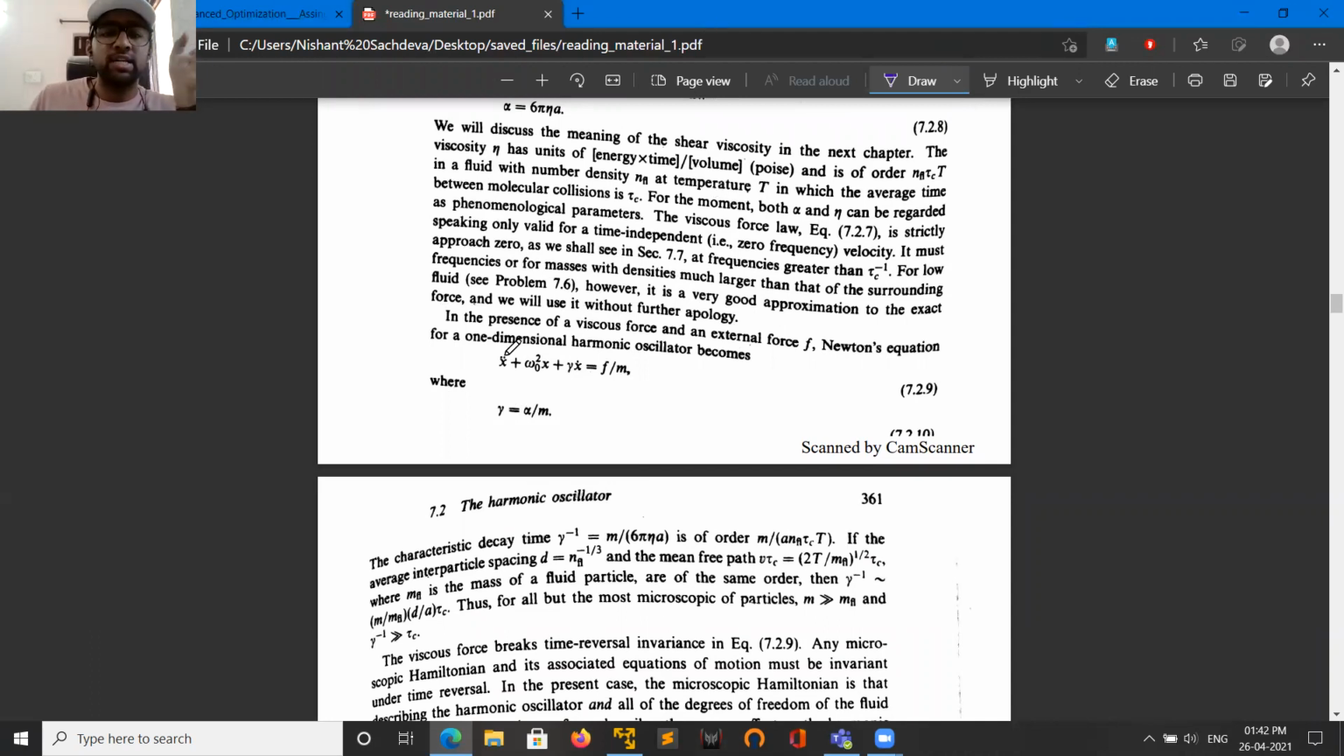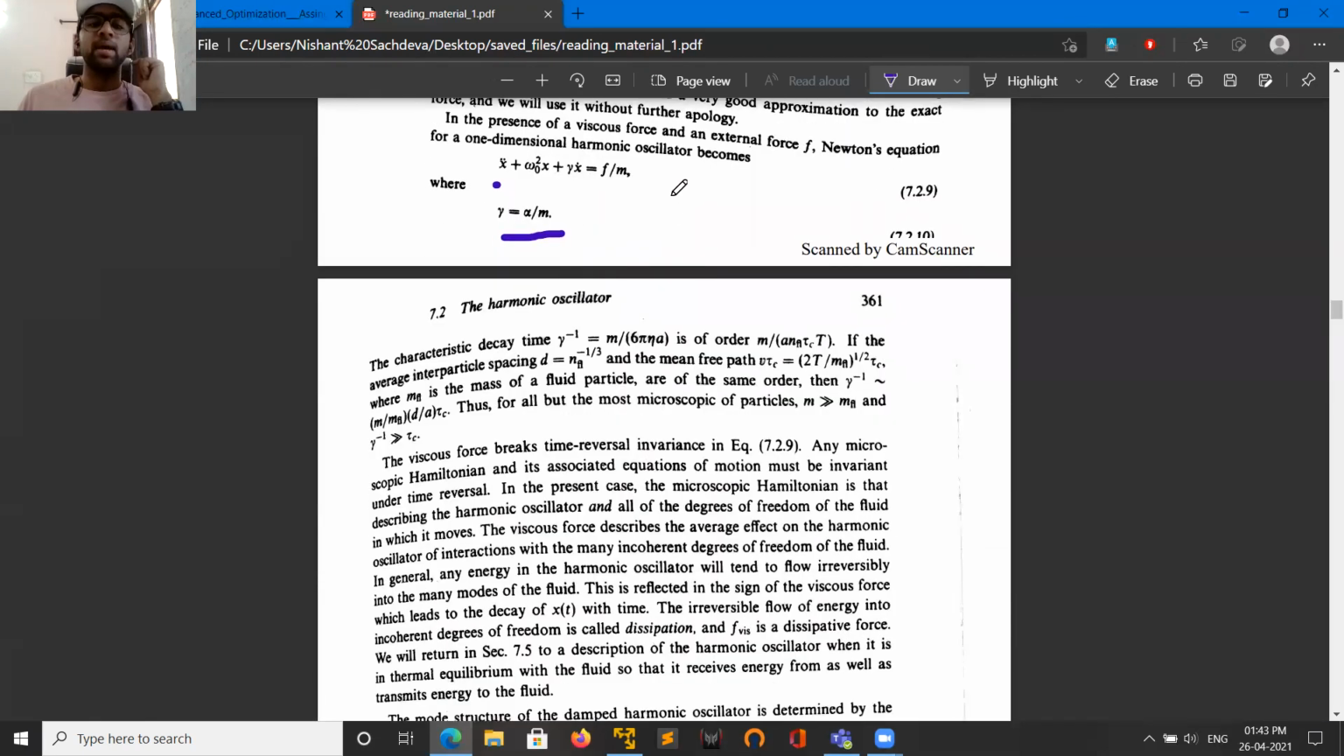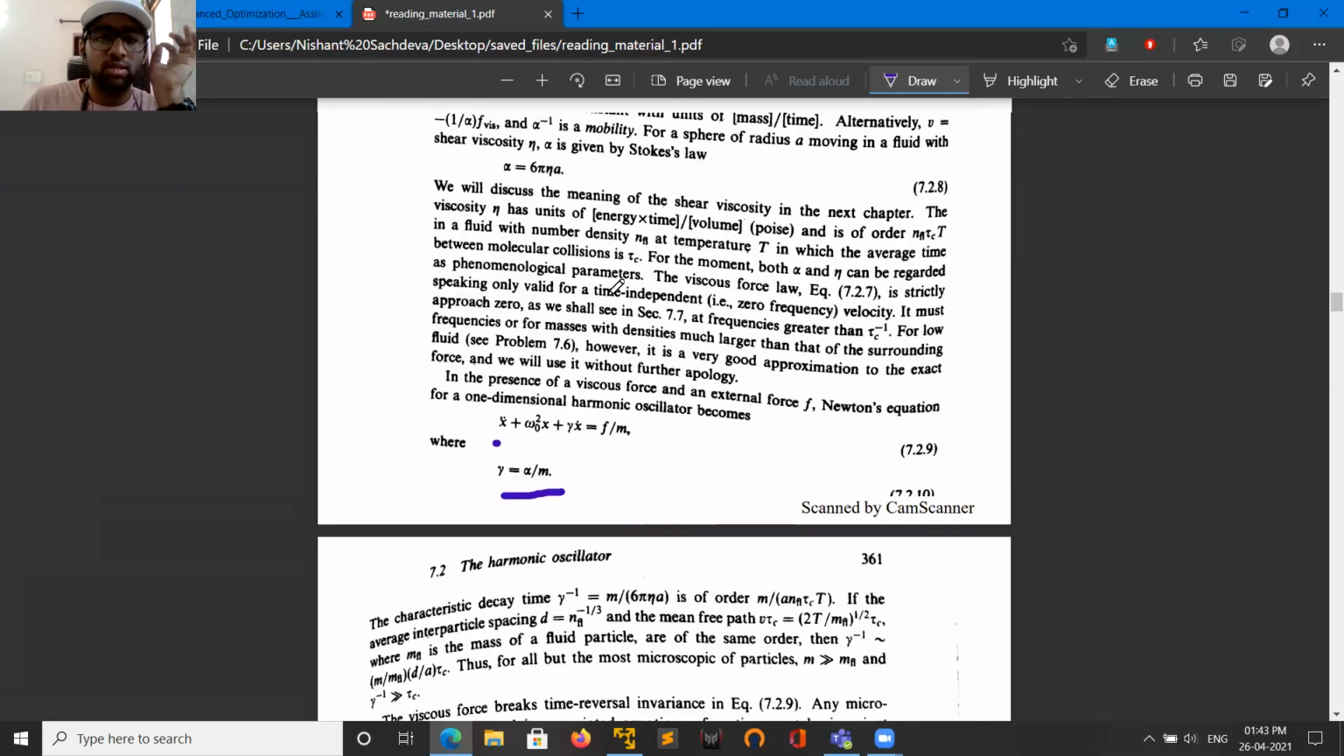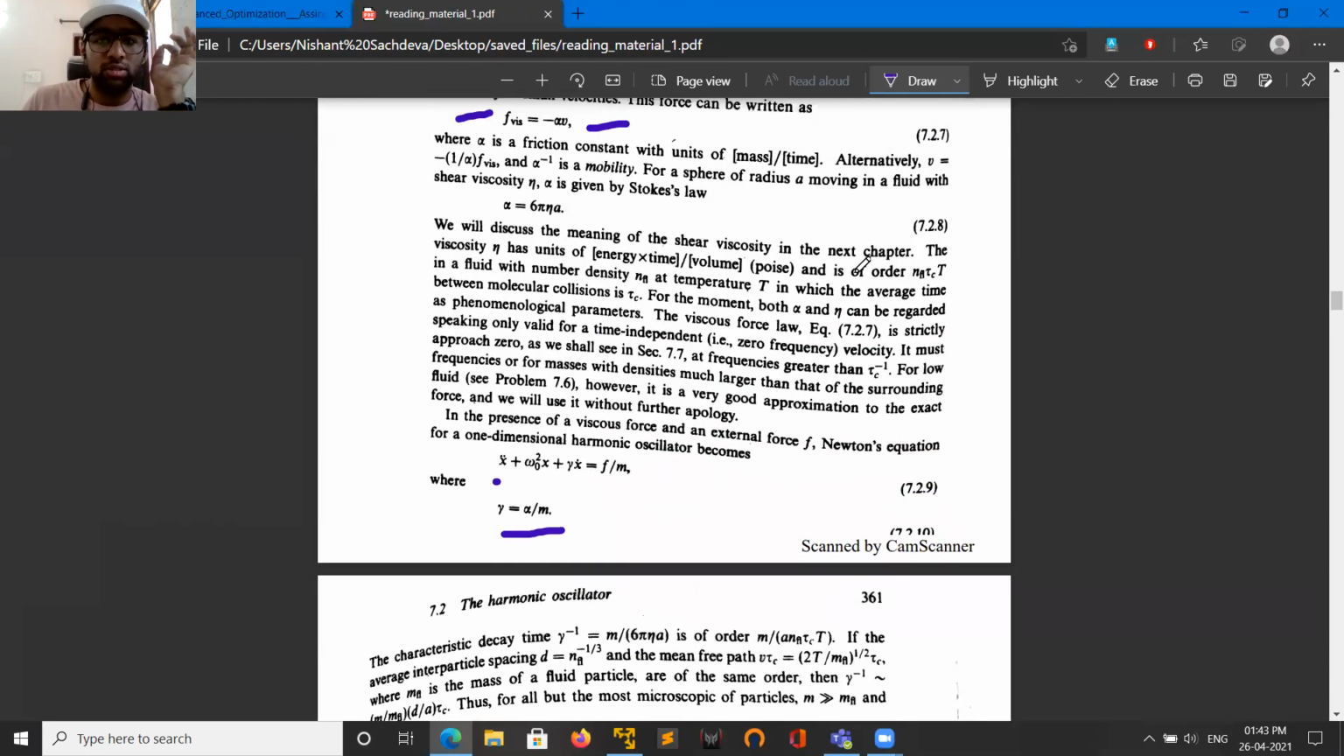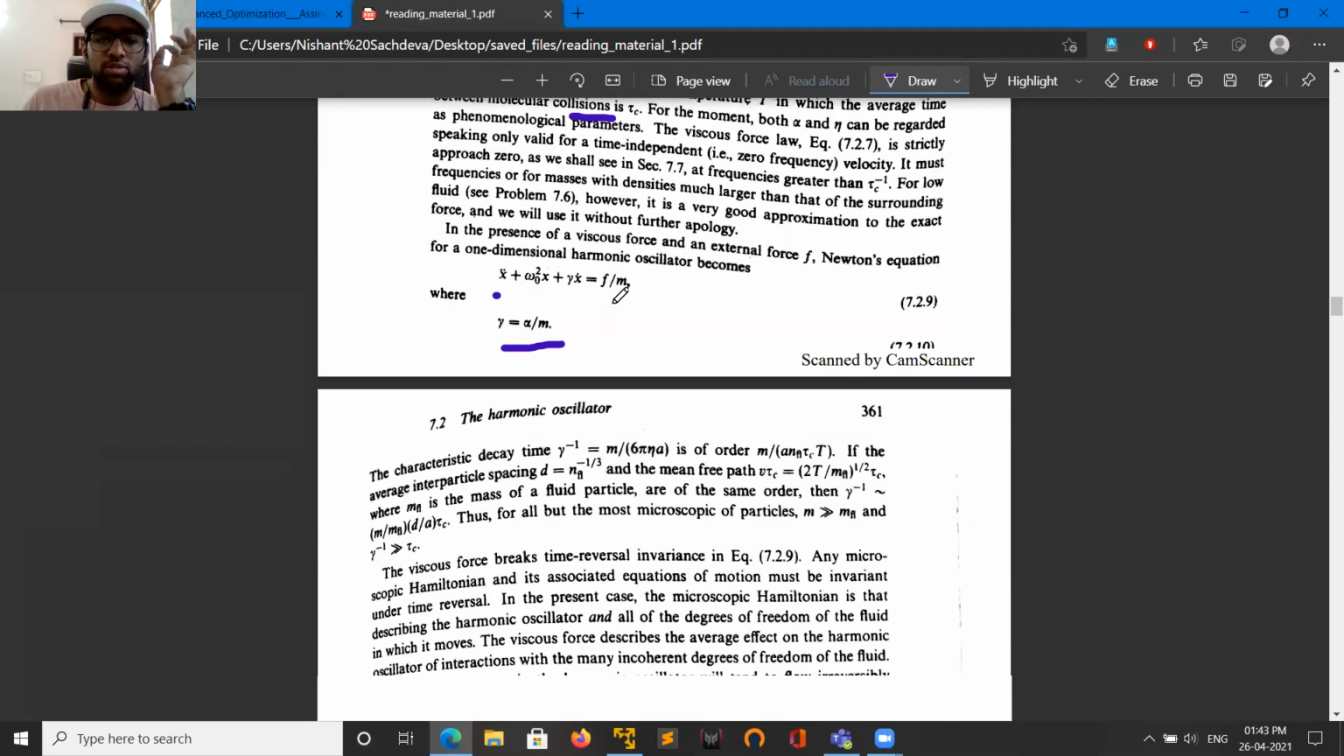Newton's equation for the one-dimensional harmonic oscillator becomes x double dot plus omega naught square x plus gamma x dot equals f by m, where gamma is alpha by m. The characteristic decay time, gamma inverse, equals m upon 6 pi eta a. This is of the order m upon alpha eta naught tau c. What was eta naught? It is a number density, and tau c was the average order of time between molecular collisions.